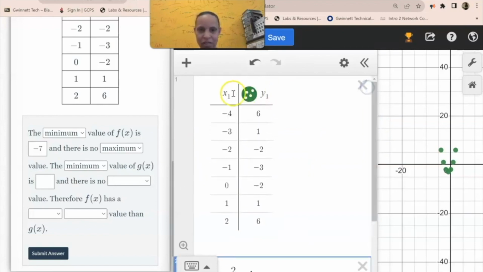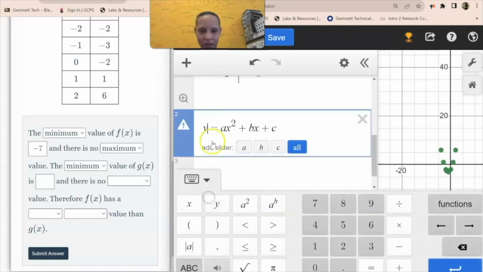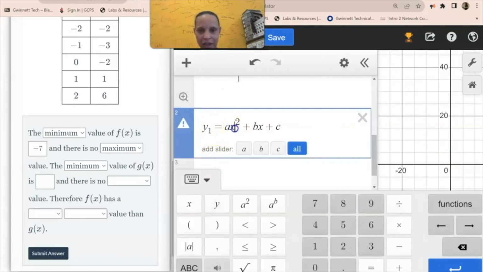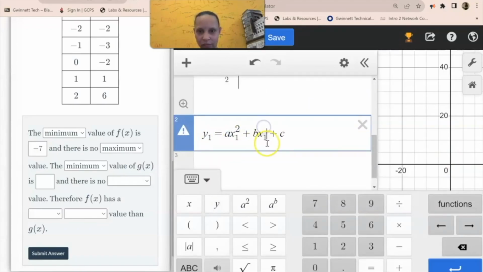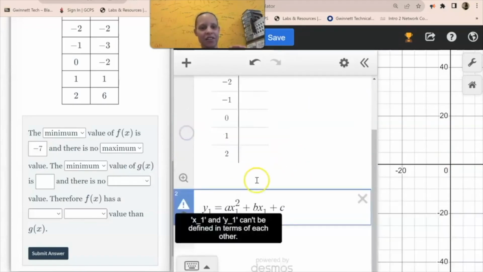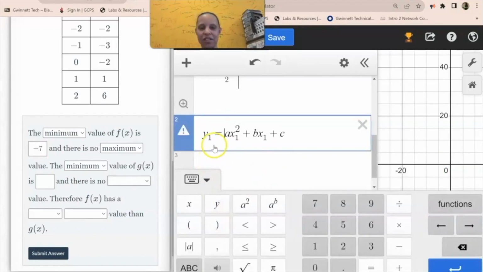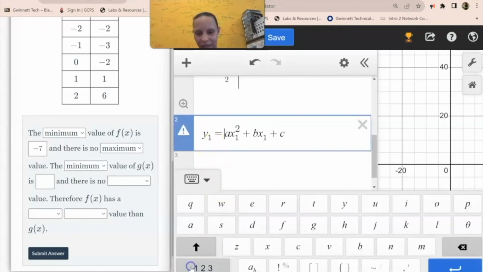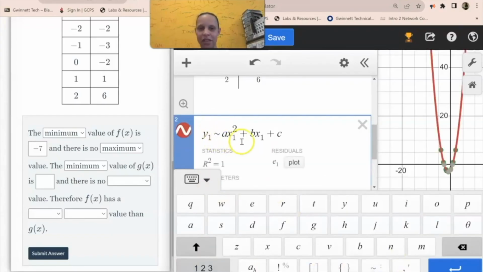So notice in the table I have X1 and Y1. So I have to tell this calculator, hey, it's supposed to be Y1, and everywhere there's X, X1. All right, I still have an error, and this is the only thing you really have to remember: for whatever reason it doesn't like this equal sign, you're going to click ABC and put the squiggly line. All right, so ABC and the squiggly line.